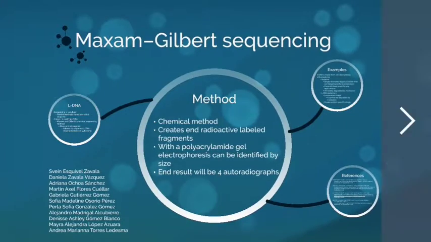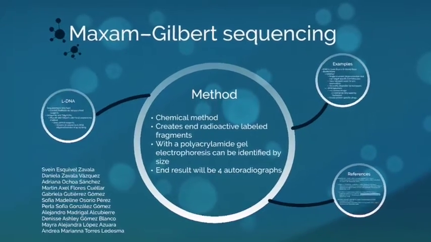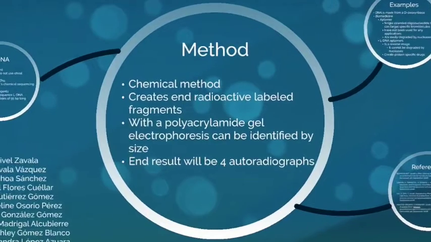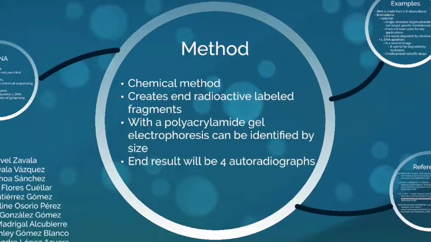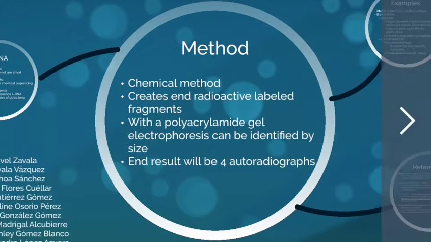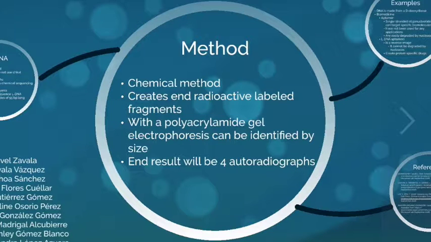Maxam and Gilbert sequencing. This method is also known as the chemical method. It involves determining the nucleotide sequence of a DNA that is terminally labeled by using chemicals that break the DNA chain at adenine, guanine, cytosine, and thymine, specifically. This creates radioactive labeled fragments that, together with a polyacrylamide gel electrophoresis, can be identified by size.